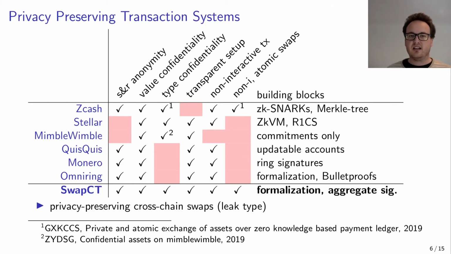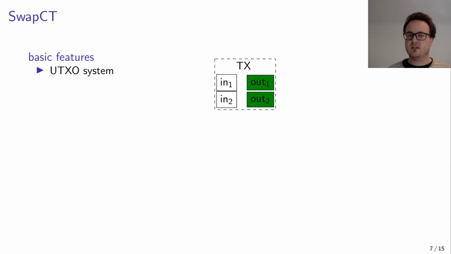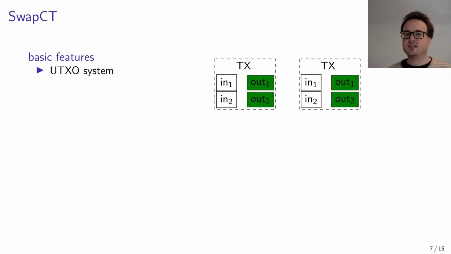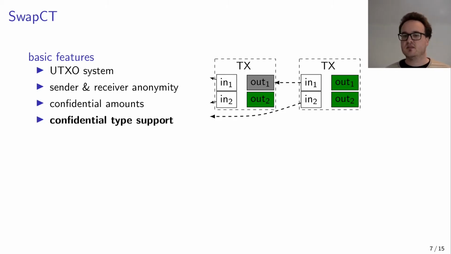So let's look at SwapCT. The basic feature is that it's a UTXO system, which means that each transaction consumes inputs and produces outputs, and inputs are references to previous outputs, and once an output is referenced, it's no longer spendable. We achieve sender and receiver anonymity by breaking the direct link to which input is used, and we have confidential amounts and confidential types due to the nice confidential commitment scheme.